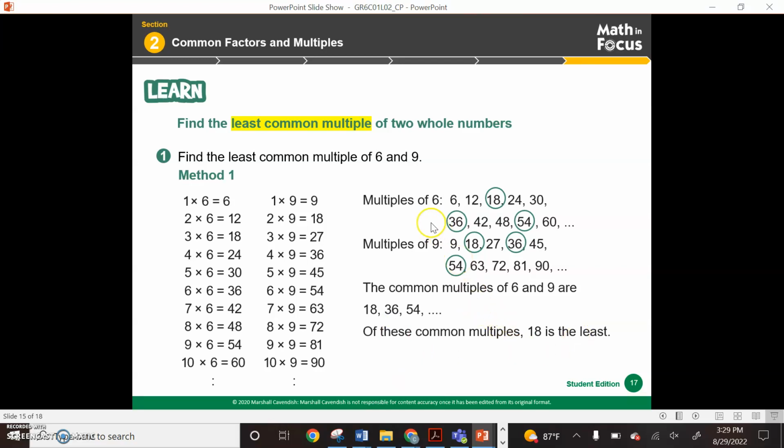So again, list the multiples. Do not panic too much if you don't get the common multiple in the first 5. List the multiples, and then from there, find the least common multiple. So the LCM of 6 and 9 would be 18.